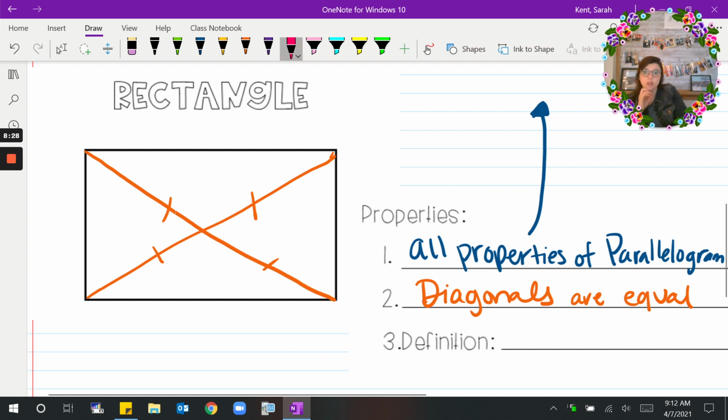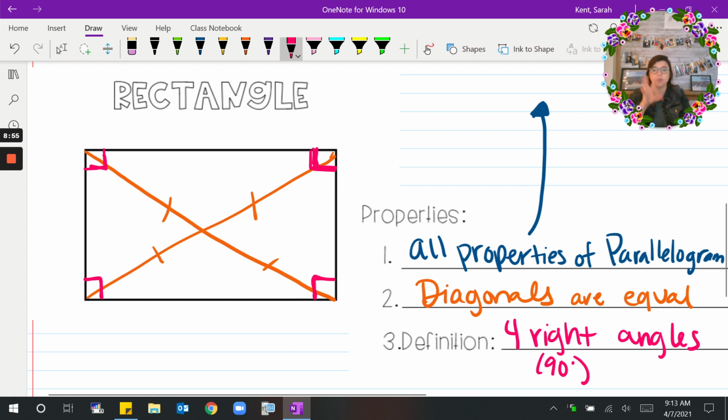And then our definition for a rectangle is that it has 4 right angles, or 4 90-degree angles. So that means this corner is 90, this corner is 90, this corner is 90, and this corner is 90. So that's how a rectangle is different from a parallelogram. Those diagonals are equal and all angles are right. It has 4 right angles.